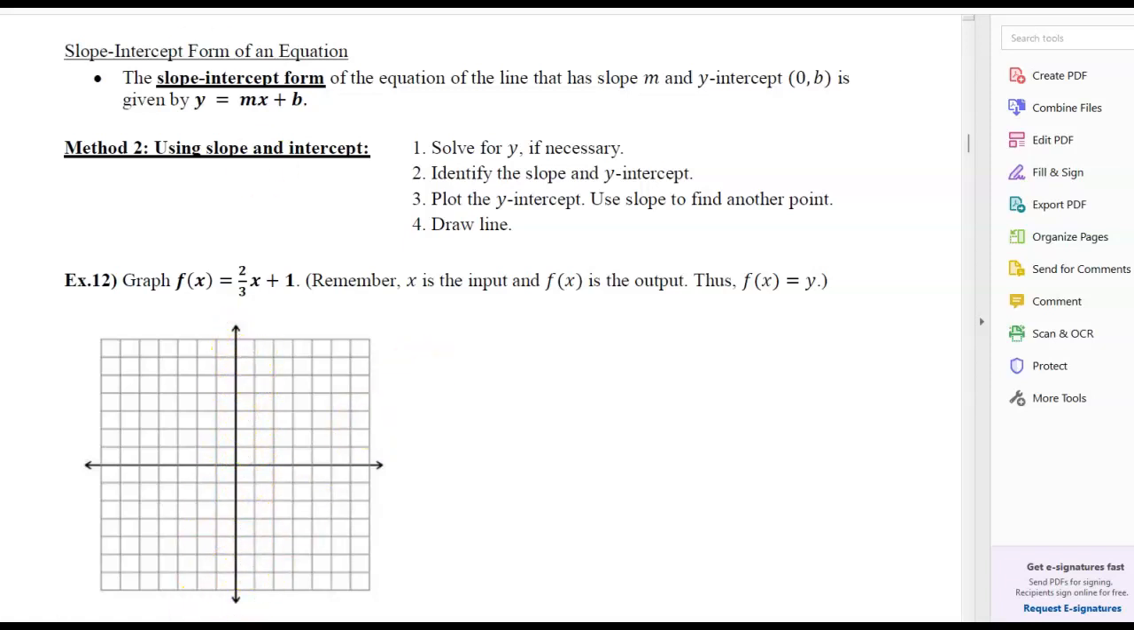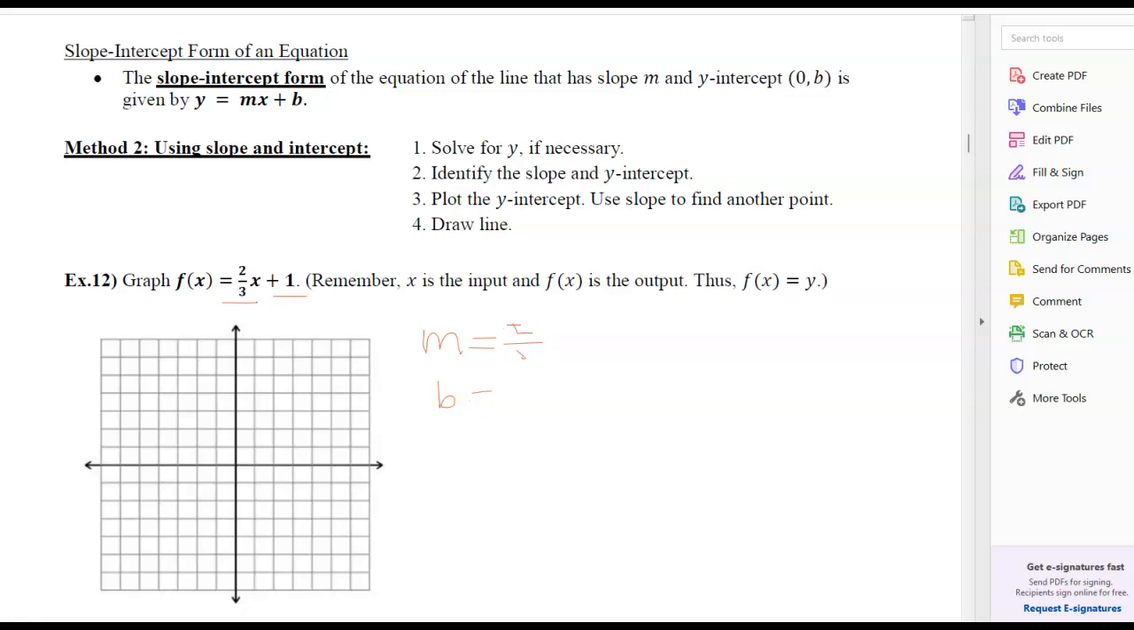On this one, we need to solve for y if necessary, which in this case we don't. Identify the slope and the y-intercept. In this case, the slope is the number in front of x, so it'll be 2/3. I'm going to write better in just a minute. This page just won't be good. So I'm just going to put a line under here. There's our slope. 1 is our y-intercept.